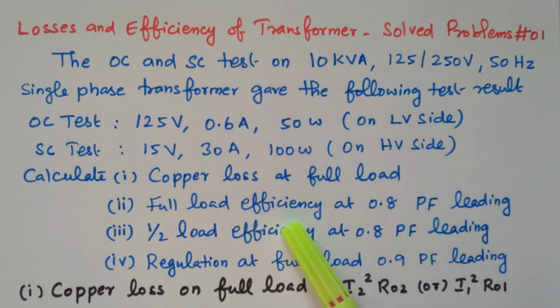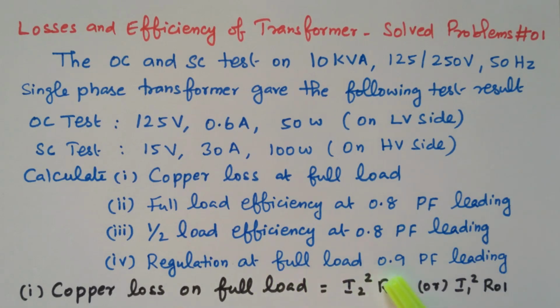Full load efficiency at 0.8 power factor leading. Half load efficiency at 0.8 power factor leading. Regulation at full load 0.9 power factor leading. So we need to find four different values: copper loss at full load, full load efficiency at 0.8 power factor leading, half load efficiency at 0.8 power factor leading, and voltage regulation at full load 0.9 power factor leading.